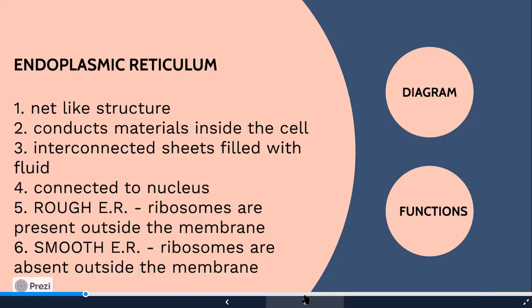So you need something to transport to, right? So that's why it has fluid, which helps in transporting. Now, the endoplasmic reticulum is generally connected to the nucleus, but there again are two types of endoplasmic reticulum.